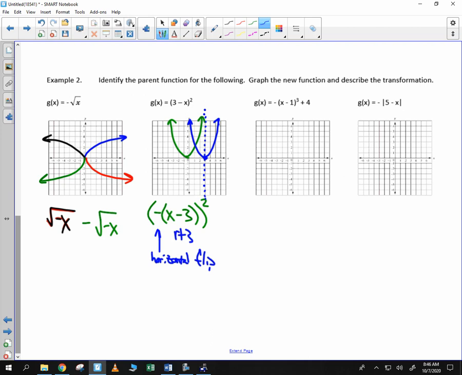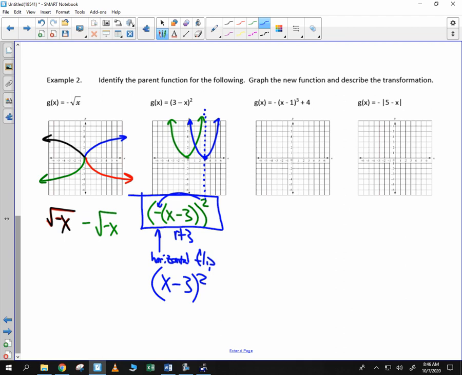If you consider this function, just notice that if you did multiply this out, if you were to square the negative, it would become positive. You'd have an x minus 3 squared, and you also get that. So we'll get back to that when we get to the last one as well.